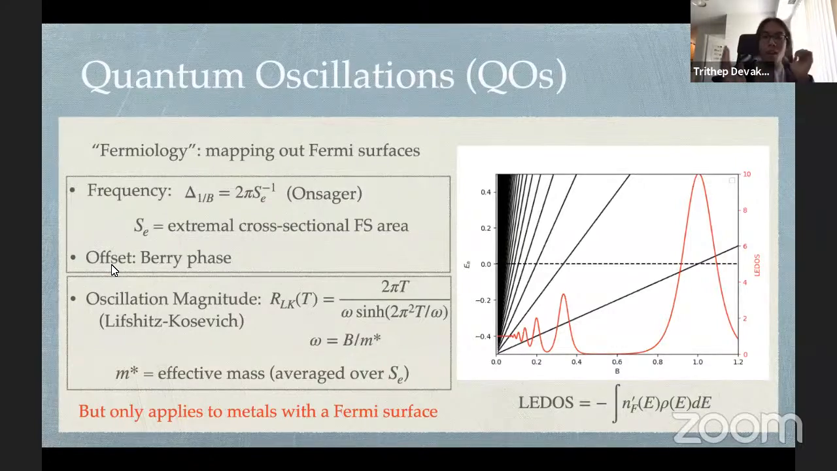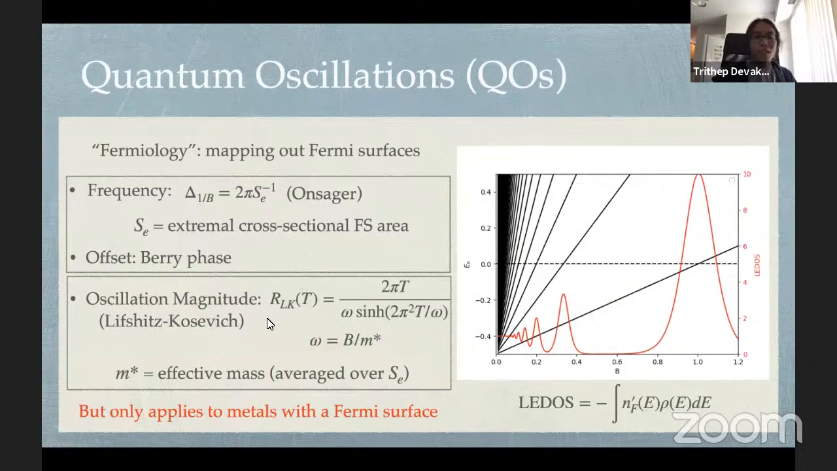From the offset of this oscillation, where the maxima and minima are, you can deduce the Berry phase of this orbit. So if you have a Dirac point at the center of your spectrum, and you have some orbits that are going around it, you can tell this topology from the offset of this oscillation.